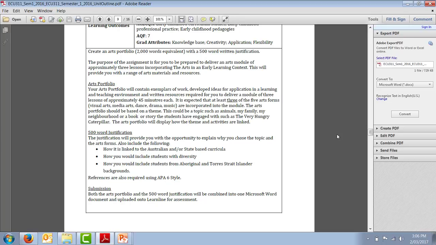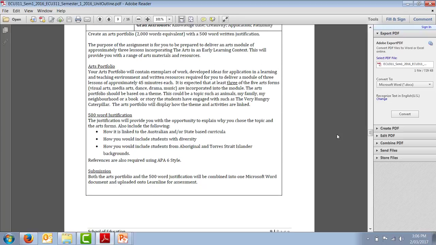Just for that, pretend that you've just got a job and you're going out to an Aboriginal community, and how would you teach your lesson there? Then references are in APA Style 6.